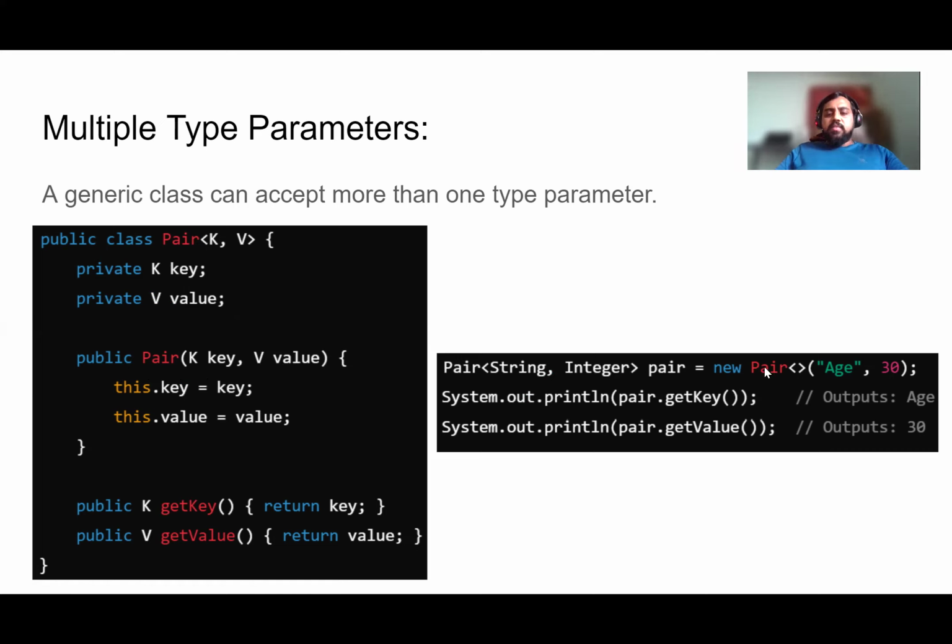So at the time of creation of this new pair, it's the developer's duty to define what the type of data is. So it is an order. It takes the orders. That means first I wrote string, so the key will take string, and next I wrote integer, so the value will take an integer. Okay. When I print this key and value, I get the same age and 30, because at the time of creating an object, I'm passing these values age and 30. That means I'm calling a parameterized constructor here.